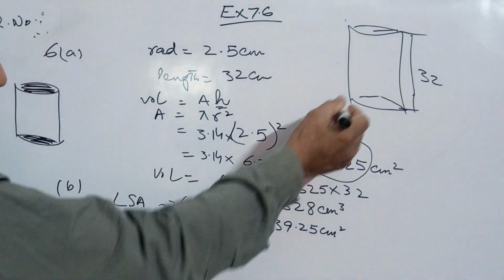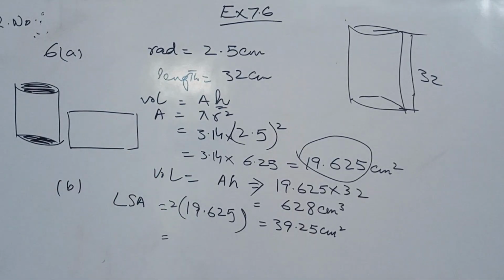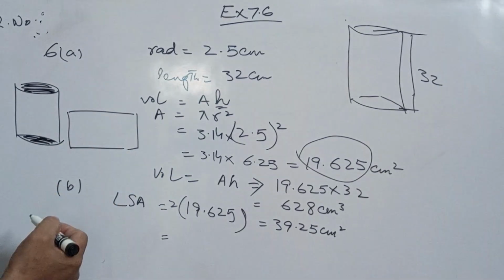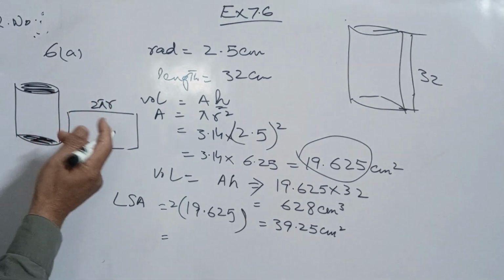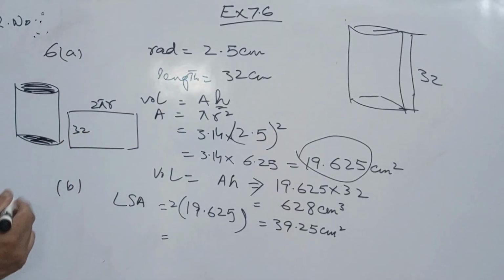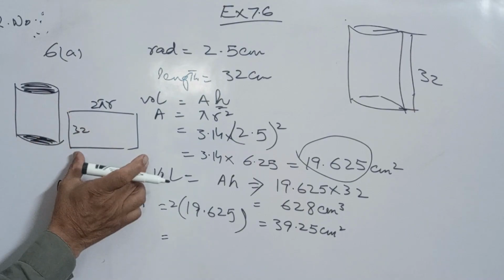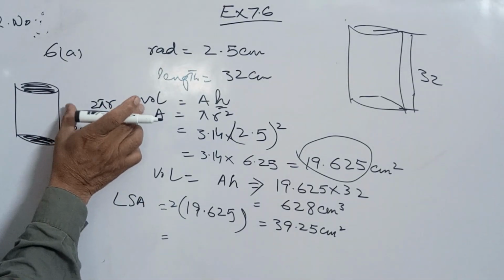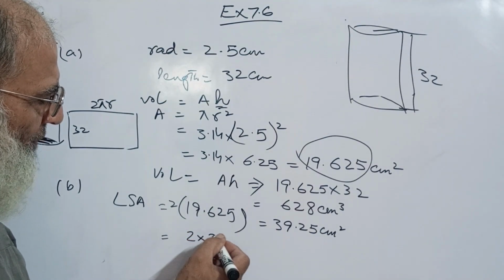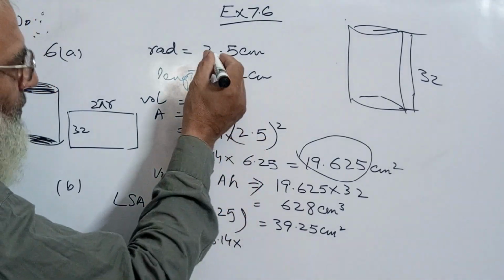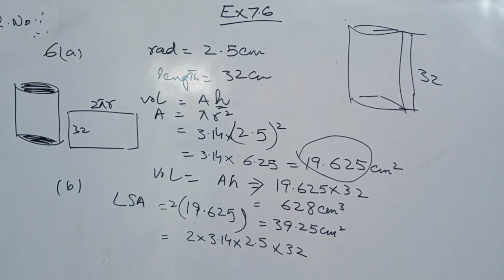Now the area of this rectangle. Where does this rectangle come from? The length is 2 pi r, and the height remains the same, 32, because we have opened this circle. This is the net of this cylinder. So it will become 2 pi r multiplied by height. 2 into 3.14 multiplied by r, which was given to us as 2.5, multiplied by 32.